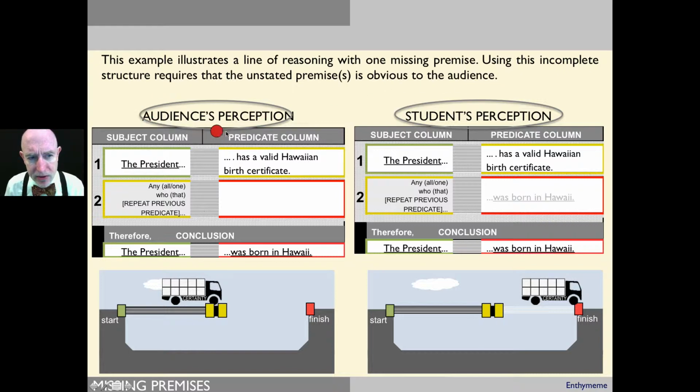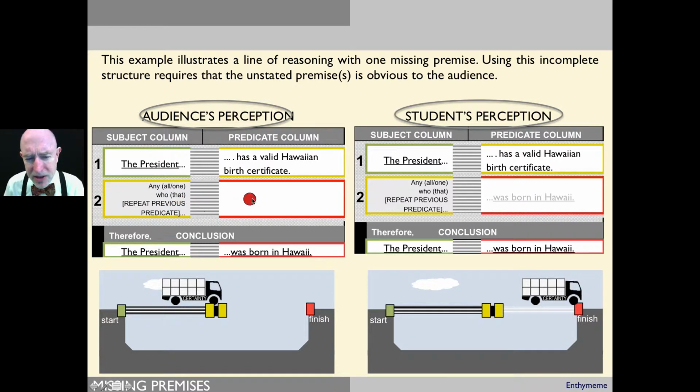So here's how the audience is perceiving this argument. Premise number one, the president has a valid Hawaiian birth certificate. Now you notice this is blank here, which means there actually is no stated, explicit premise number two. So it goes from premise number one right to the conclusion. The president was born in Hawaii.